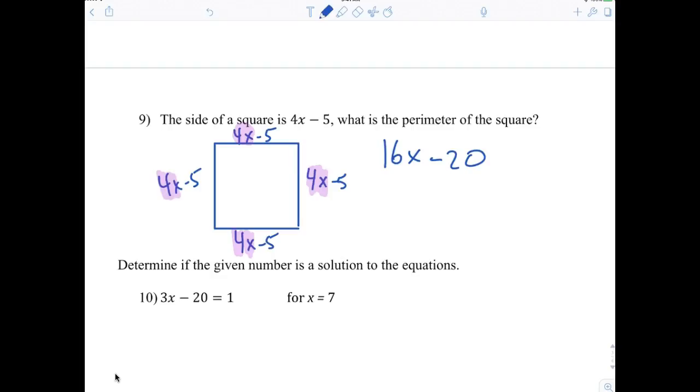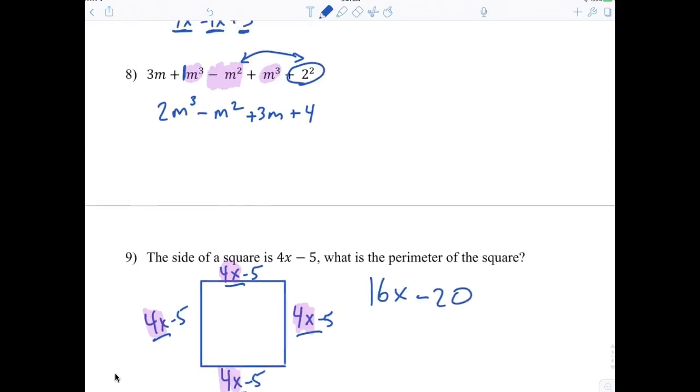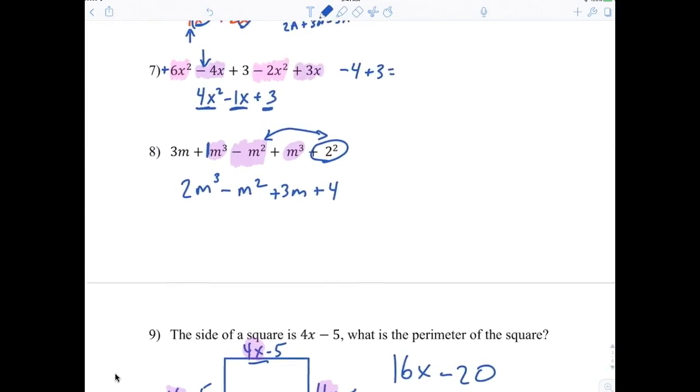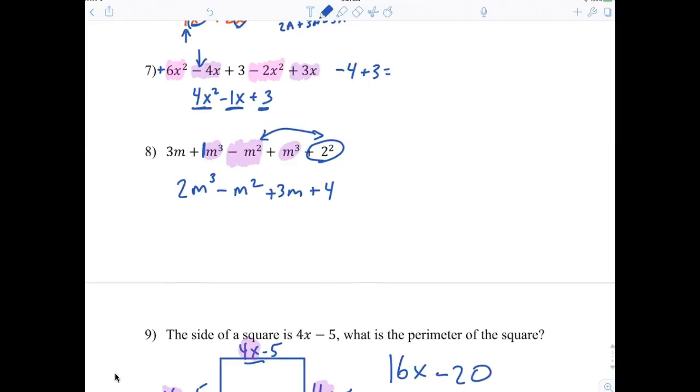So I'm just asking you, what's 4x plus 4x plus 4x plus 4x? We're just combining terms. That's all we're doing. So anything with an m cubed, you're going to add them together.